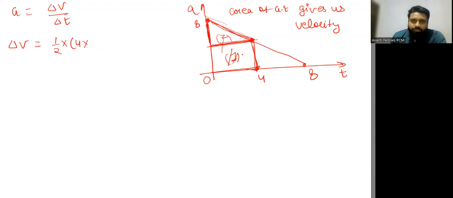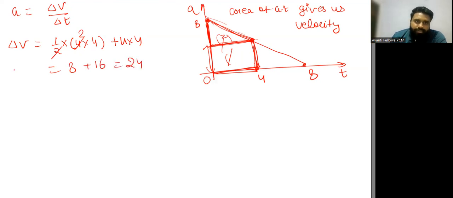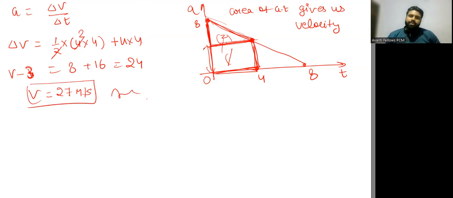So from 0 to 4 we calculate the area, which is delta V, equal to 1 by 2 times the triangle with base 4 and height 4, plus the rectangle, whose area is 4 into 4. So 1 by 2 into 4 into 4 is 8, plus 4 into 4 is 16, which is 24. And delta V is nothing but V minus 3, final velocity minus initial velocity. So V is equal to 27 meter per second. Okay, so you can use both of the methods.